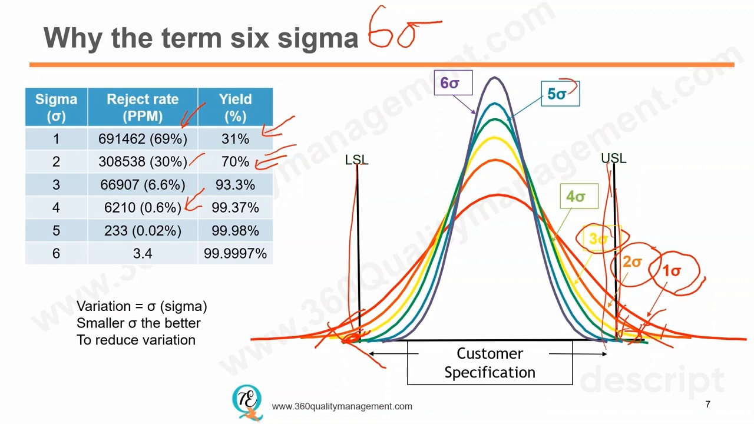And in a 5 sigma process, we will have 99.98% yield and also a very negligible reject rate. And lastly, 6 sigma, the king of all, we will have almost nothing that is out of specification. That means it's only about a 3.4 ppm reject rate, which is 99.99997% of the parts which we can use.